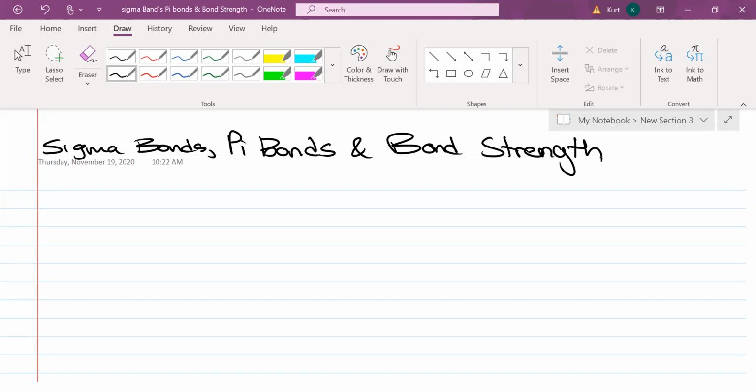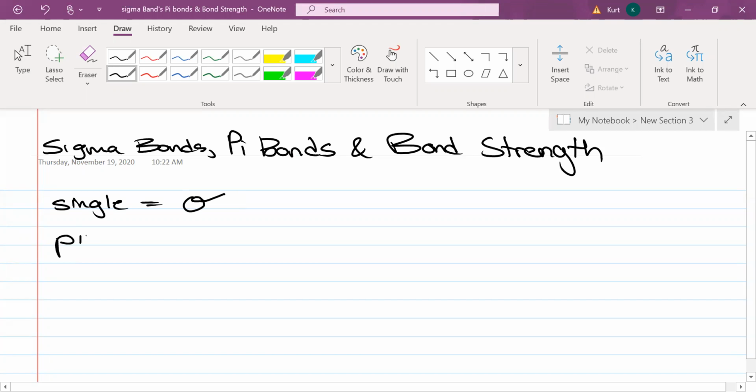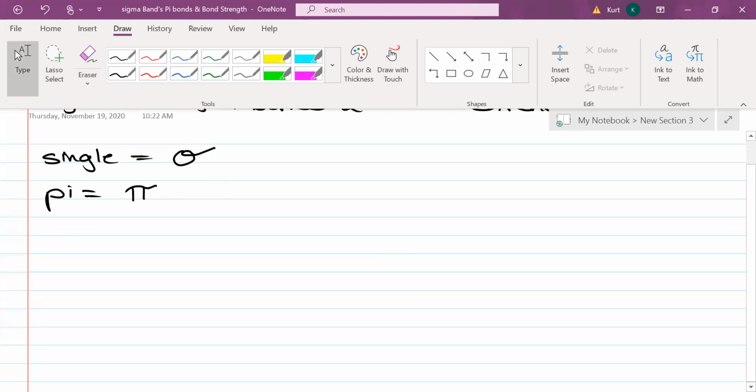Sigma is a Greek letter, and it looks like an O. It kind of looks like a cursive O. It looks like this. That's the symbol for sigma. And you all know what pi is. You should from elementary school math, 3.14. That's the Greek letter pi. Now, we're going to do sigma bonds first.